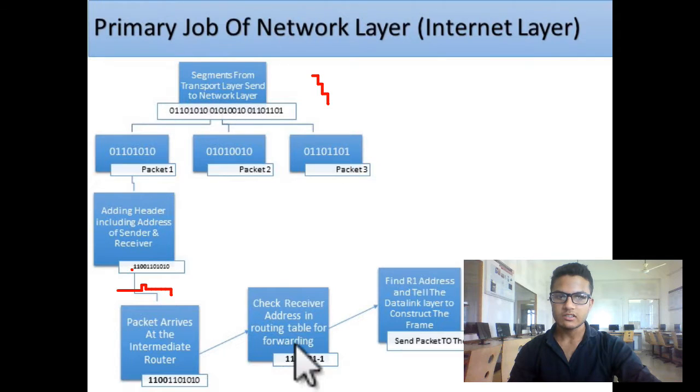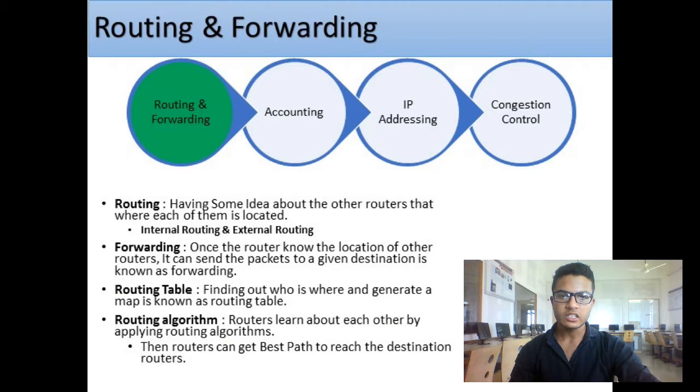Now check the receiver address in the routing table and forward to the data link layer to construct the frame for error correction and detection. Routing and forwarding is the primary job of the network layer. Having some idea about other routers, that is, where each of them is located, is known as routing.